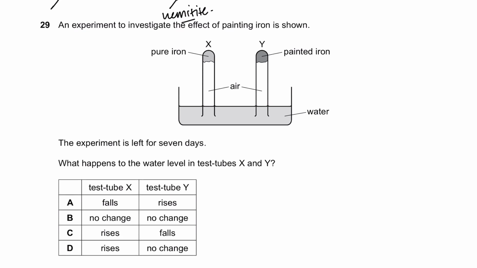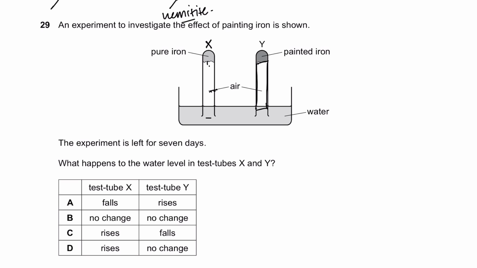An experiment to investigate the effect of painting iron is shown. The experiment is left for 7 days, so it's actually going to talk about rusting. What happens to the water level in test tubes X and Y? You have air here, you have water here. The one that is painted, there would be no change in the amount of air, nothing would change. But the one that is X right here, it has air, it's pure iron, it would rust, which means that it would react with the air and it would rust.